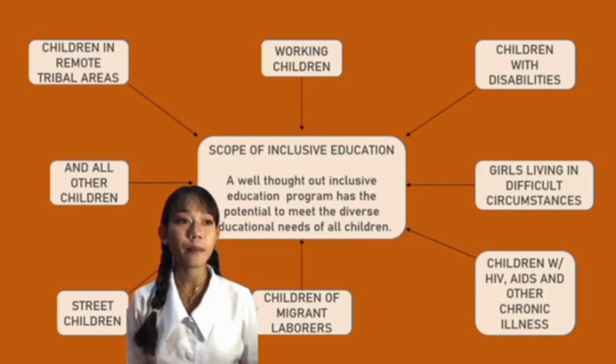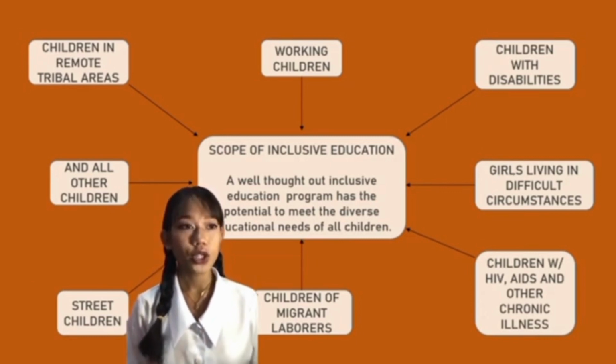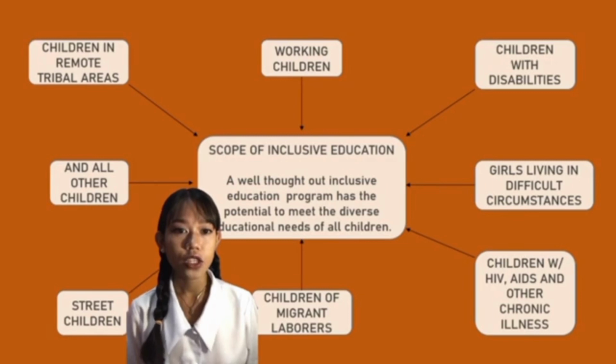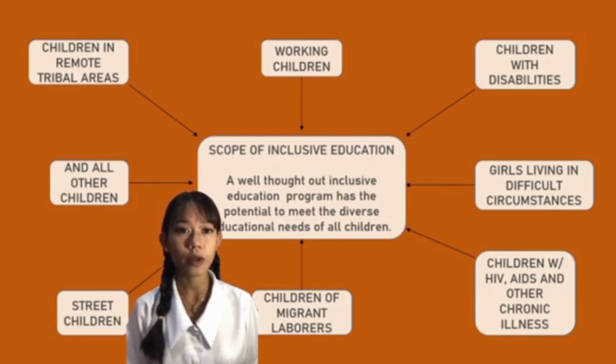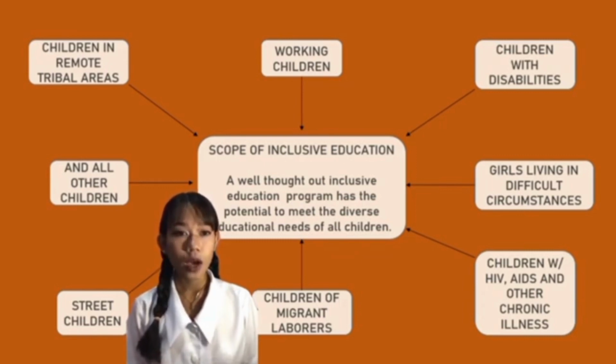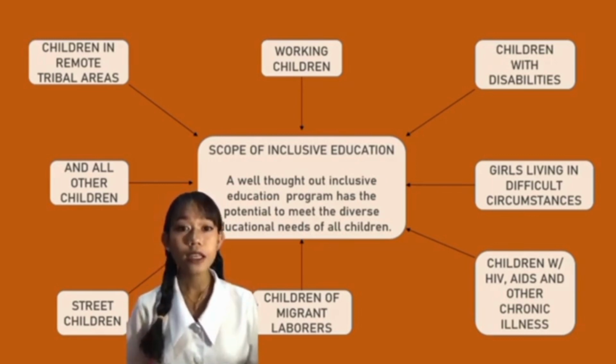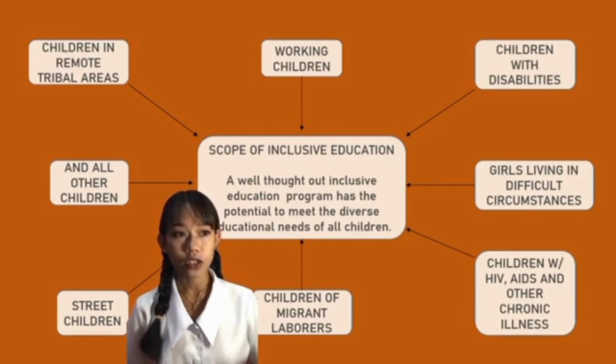Next we have the mapping of the children who can be part of inclusive education. First, we have the street children, the children of migrant laborers, children with HIV/AIDS and other chronic illness, girls living in difficult circumstances, children with disabilities, working children, children in remote tribal areas, and all other children. These are the scope of inclusive education. A well thought out inclusive education program has the potential to meet the diverse educational needs of all children. Through this program, these children are able to meet their educational needs.